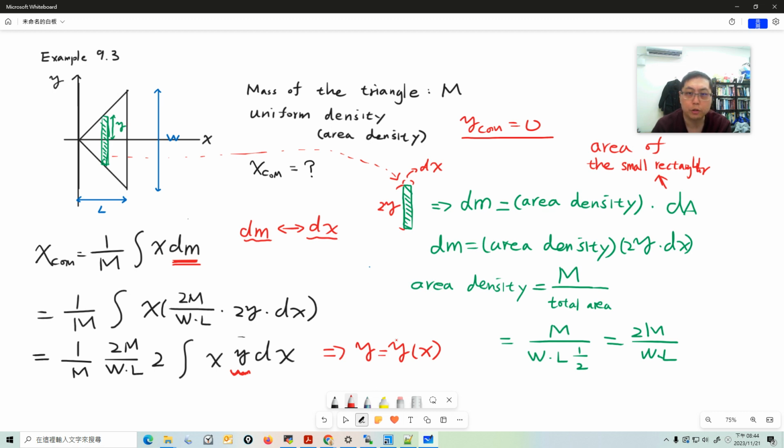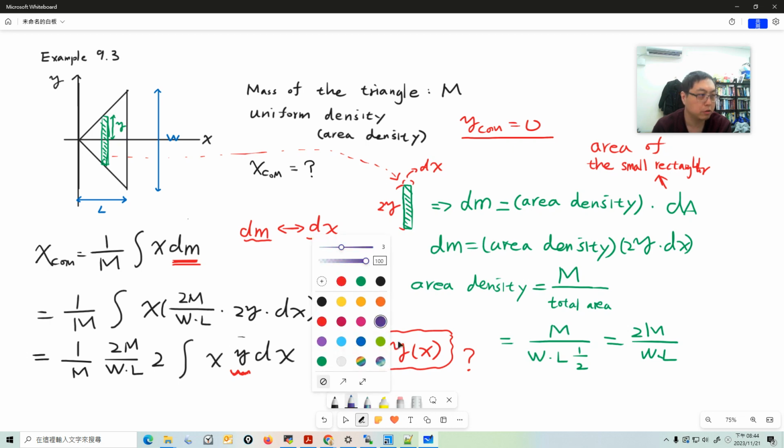What's the relationship between y and x? From this graph, can you find an equation, a relationship between y and x? How do we find this? Let's look at this graph and suppose the origin is here.